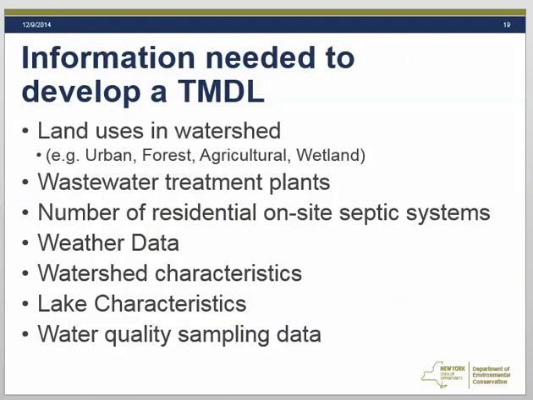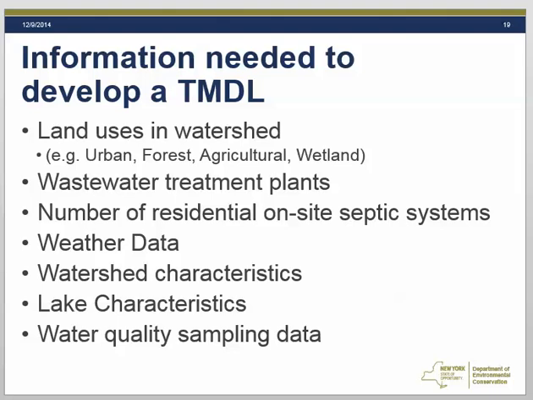In order to develop a TMDL, we need to know about the watershed and how it's used, and about the water body and its characteristics. To do this, we bring together many different information sources. Land use in the watershed is often a key driver of pollutant loads, so we need to know how much of the watershed is urban or forested, and so on. We need to know if there are wastewater treatment plants in the watershed and how much phosphorus they discharge. The number and use of residential septic systems can be an important aspect of the phosphorus loads, so knowing where they are and how many people they serve over the year can be important.